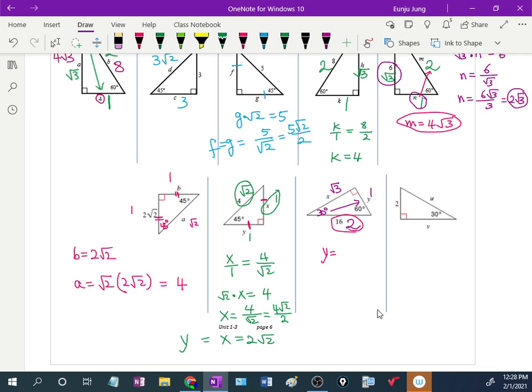16 and 2, let me write it. 16 and 2 goes together. y and number 1 goes together. What is y? 8, correct, right? Half of it, 8. If y is 8, what would be x? Root 3 times longer than that side, right? So I can just put 8 root 3. If I know the unit measure for 1, I can double it, and I can multiply by root 3 quickly.